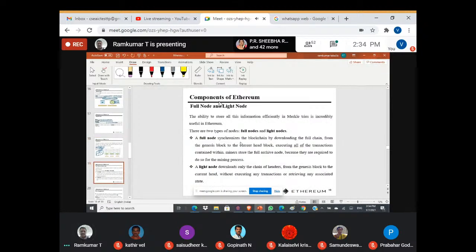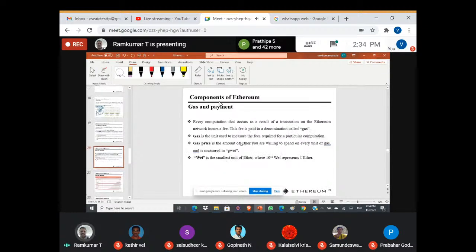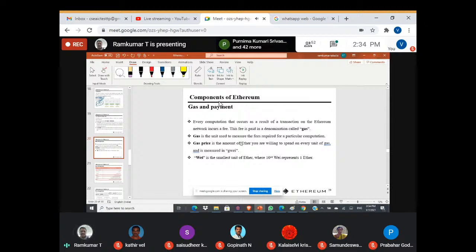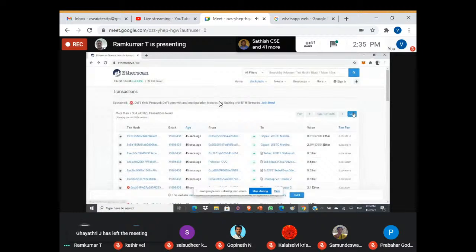Now there might be a full node and a light node. I will talk about full node and light node in the later part. Now, come to gas and payments. What does it mean? Whenever I am doing a transaction, I have to pay something. That we already discussed. So this is the transaction fee. How am I paying it? In terms of gas.